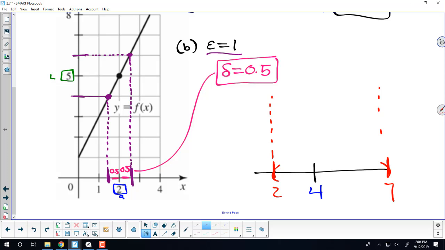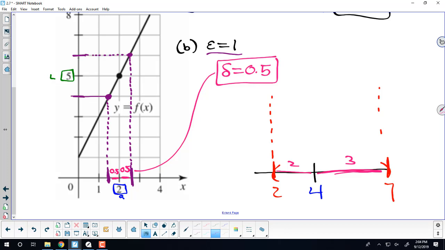Depends on the function, right? Yeah. What would we do in a case like this? What would I say delta is? Would I say delta is 3 units, or would I say delta is 2 units? We should say 2 units. Why? 2 will always be correct, but 3 is only correct half of the time?